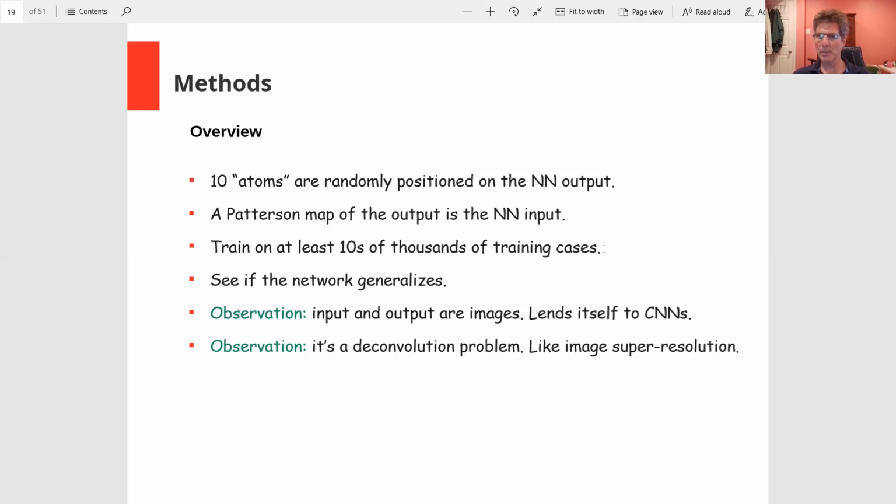And what I mean by it being a deconvolution problem is that the input image, namely the Patterson map, is a convolution of the electron density map with its inverse. And so if the input image is a convolution of the density map with itself, then recovering the original electron density map is a kind of deconvolution.